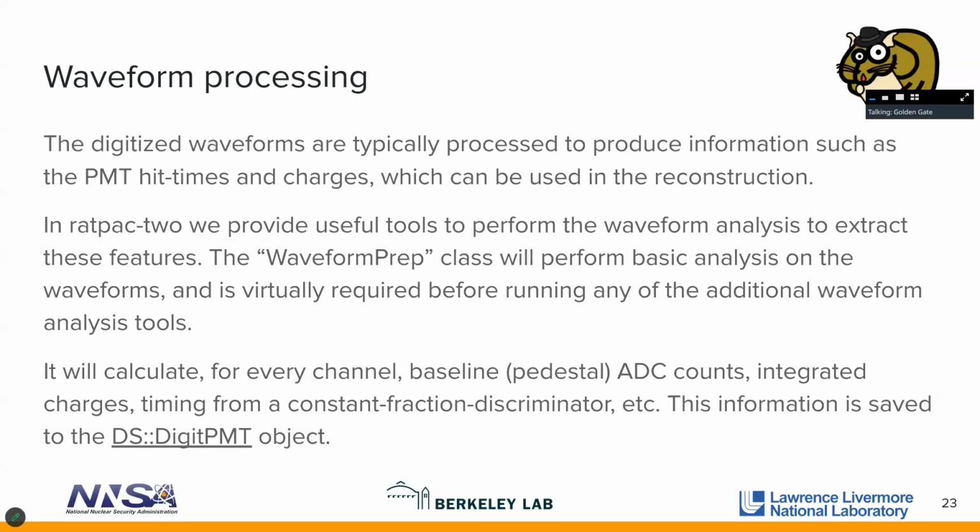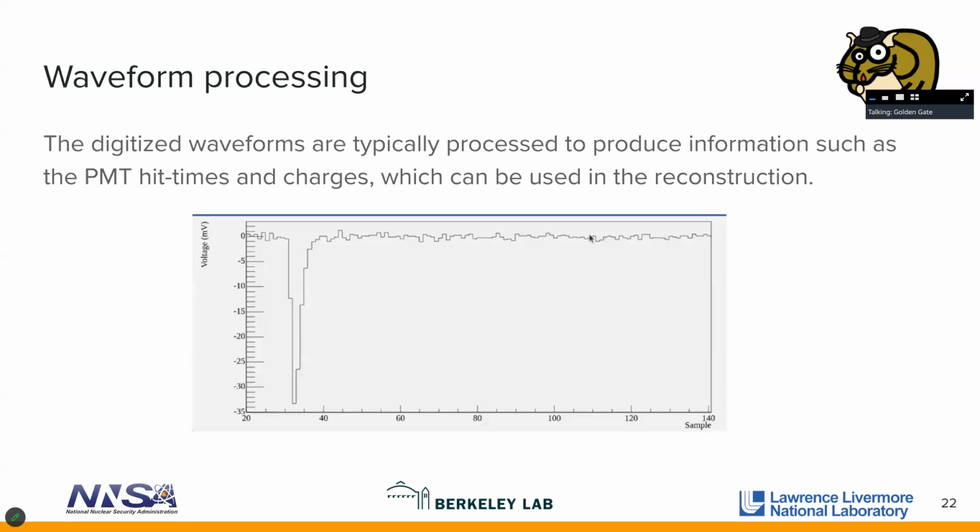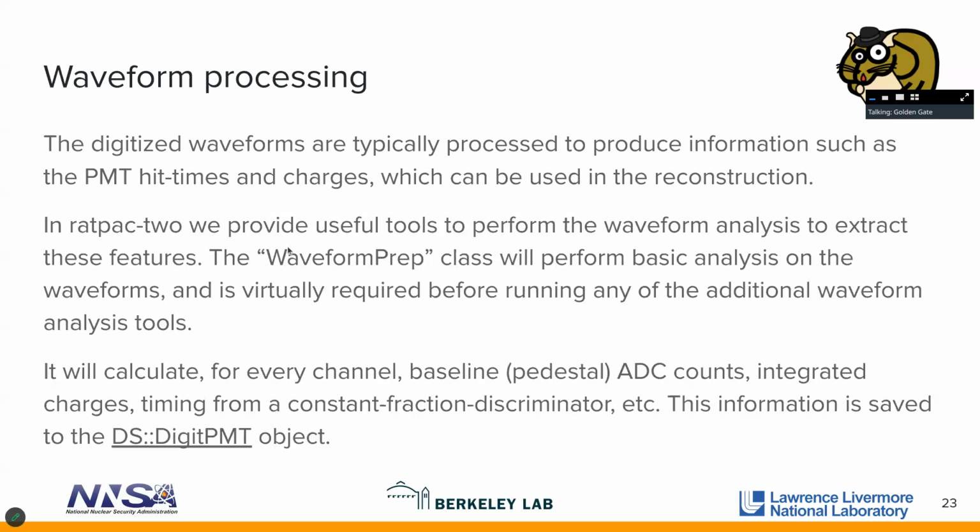So the waveform processing takes place in a couple steps. The first one, and I'll show a full example on the next slide, is called waveform prep. That is a very specific processor that runs, and it basically performs basic analysis that I just described, which is doing things like calculating the baseline and subtracting it in order to integrate the charge. It's calculating a hit time based on the rise time here, those types of things. So it's basically doing a variety of simple calculations to get information about the waveform that's more higher level than just all of the voltages of all of the samples in the waveform.